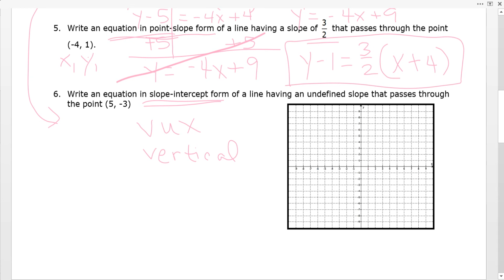It's going to be x equals, and it's going to go through (5, -3). (5, -3) is over here. It's a vertical line.